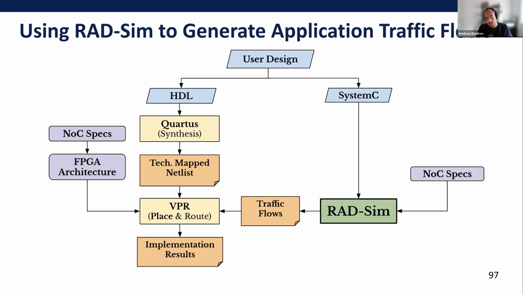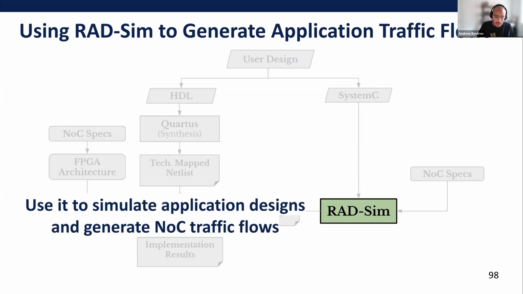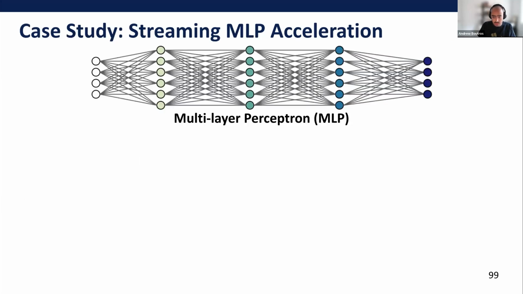And here is where the nice interaction between this and RAD-Sim that I was talking about earlier in the talk kicks in. RAD-Sim has the ability to simulate the whole end-to-end application, incorporating NoC communication in it. So if you're able to simulate the application in RAD-Sim, RAD-Sim can write the traffic flows file for you, without you needing to manually figure out what the traffic flows are. So we use RAD-Sim to simulate the application and generate the NoC traffic flows, and then we pass it on to VPR to optimize the NoC placement.